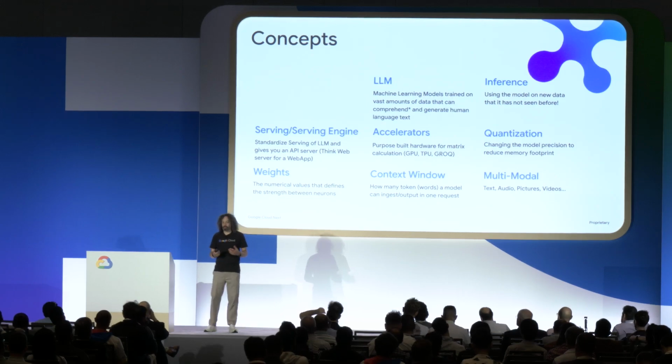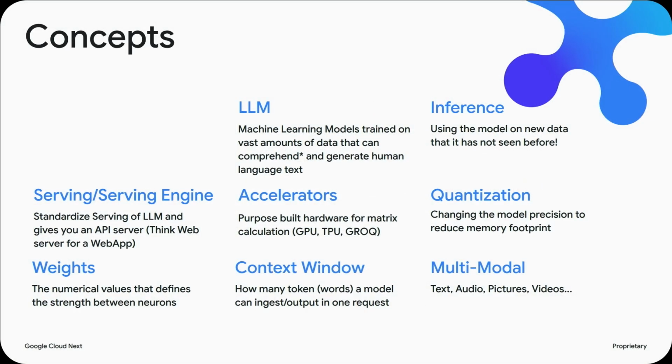Then you have serving, or serving engines. The simplistic way of explaining it is that when you have a web application, you need a web server to run it. So serving engines are actually the web servers of large language models. They are the piece of software that gives you a standard REST interface that you can talk to, and on the other hand, knows how to talk to the model, get the input tokens in, and output tokens back. Accelerators, I think we all know what GPUs and TPUs are.